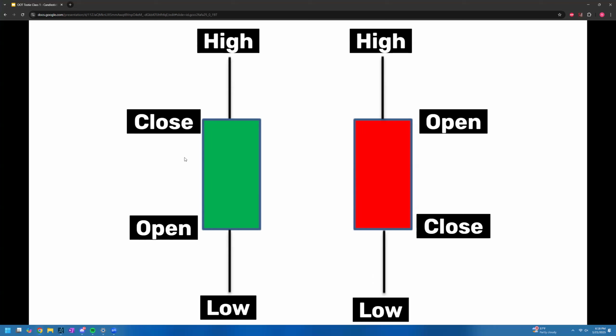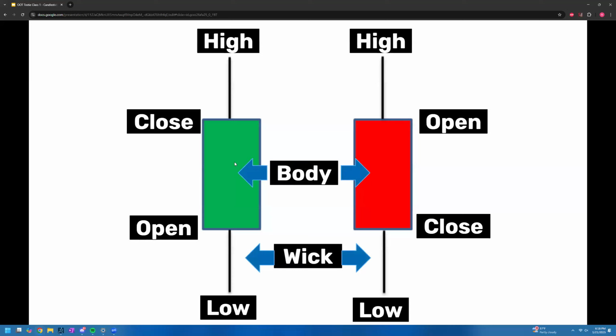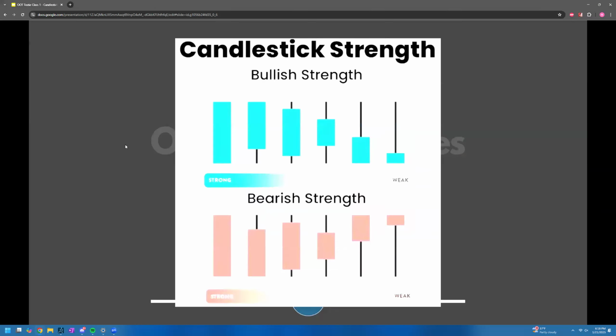Again, I'll blow through this a little bit quickly. I'm assuming a lot of you have seen this. So there are two main parts of a candlestick: the body and the wick. The body represents the open and close price, and the wicks represent the extremes, so the highs and lows. Pretty simple.